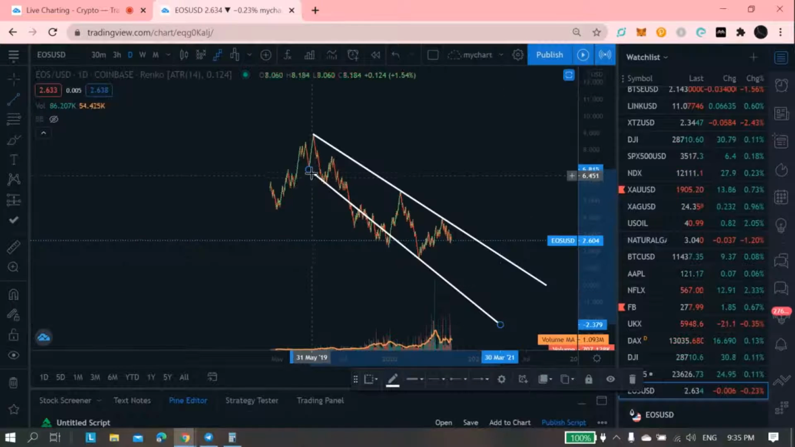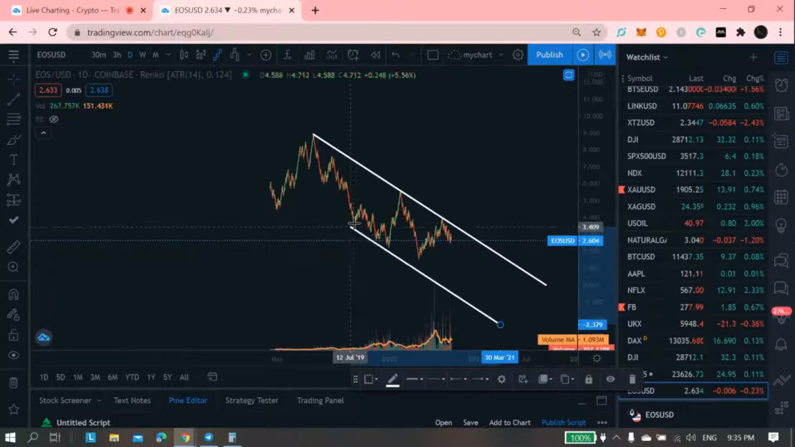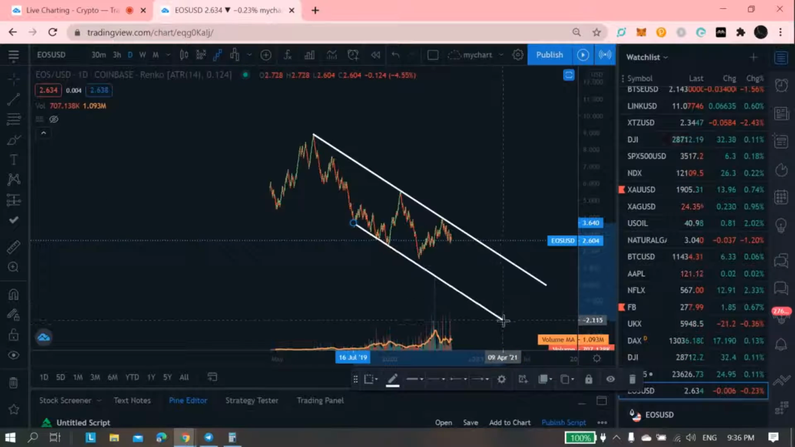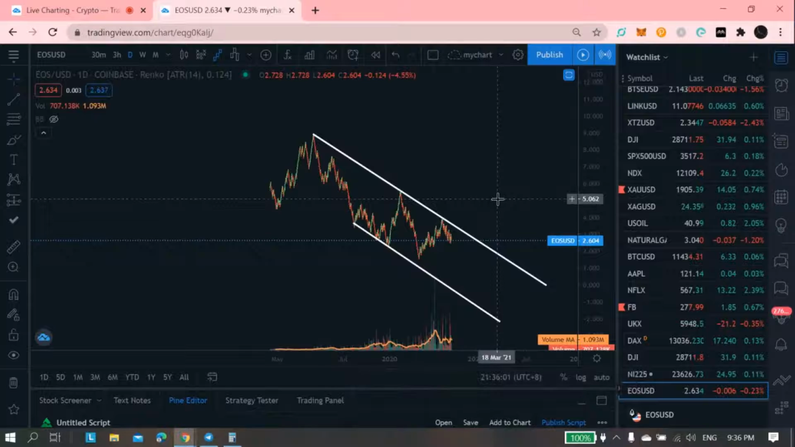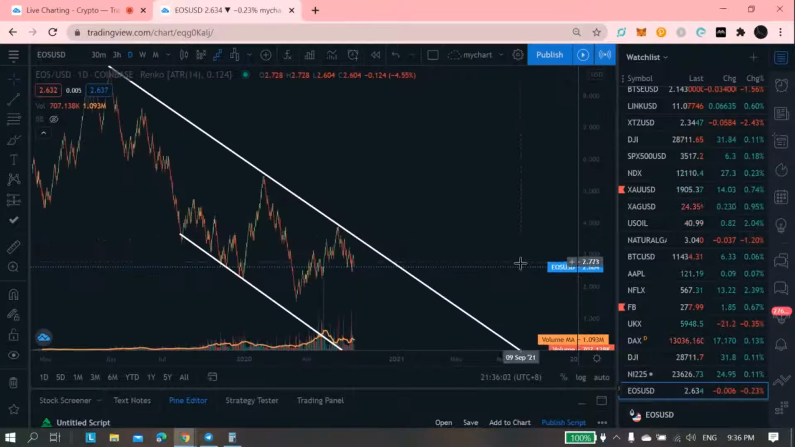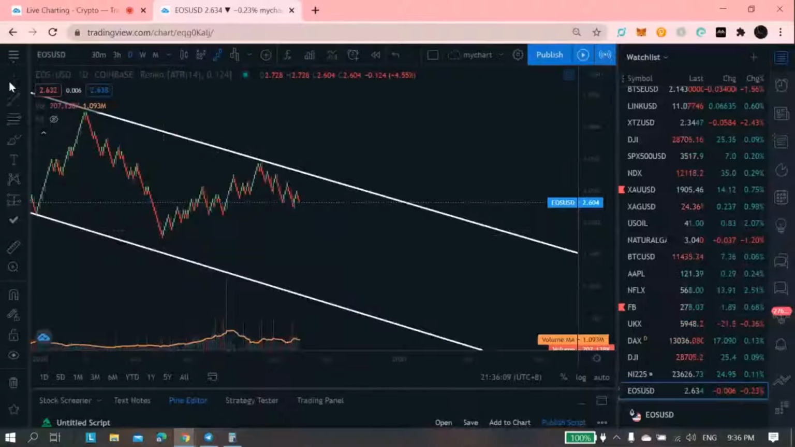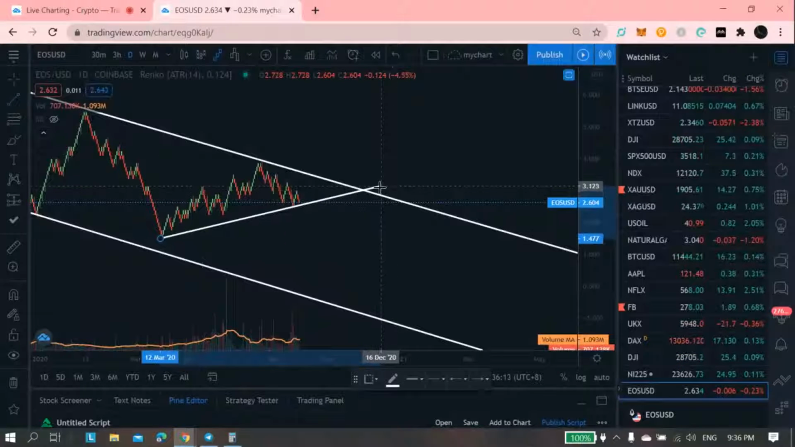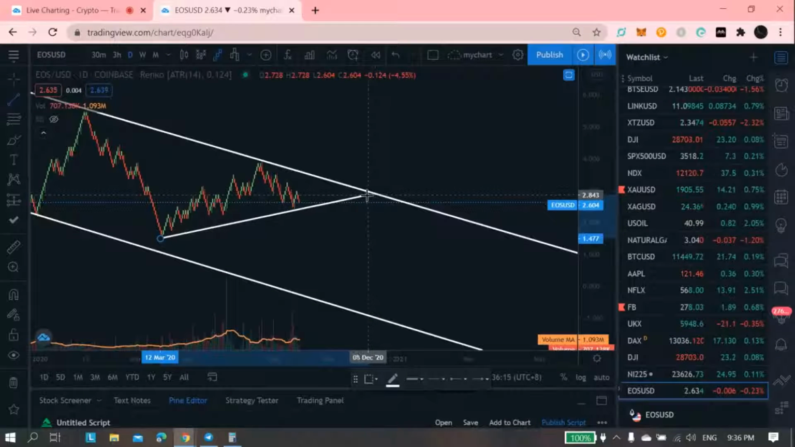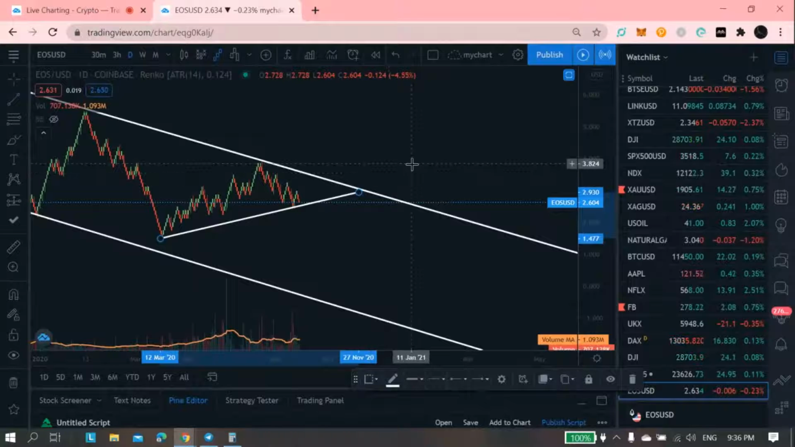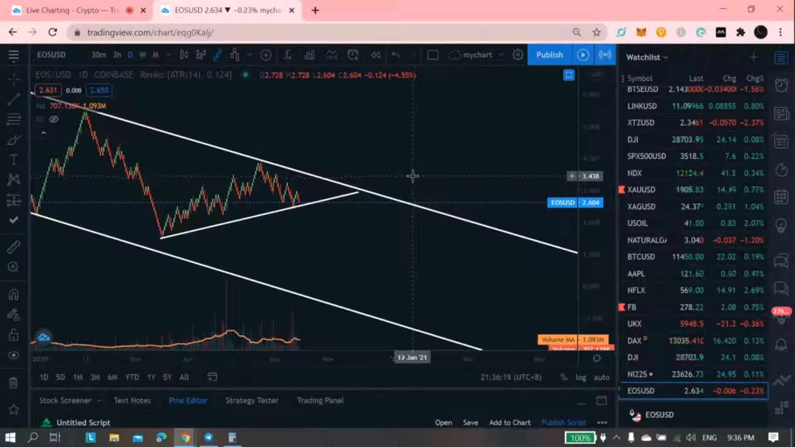Or let's just use it here. So it's still in a downtrend, but trying to create an uptrend level. So yeah, seems like it holds at this area.